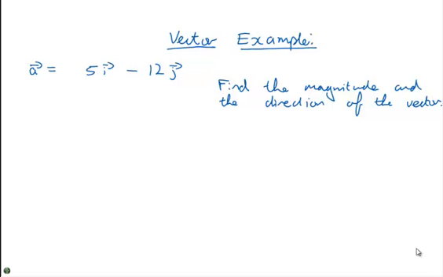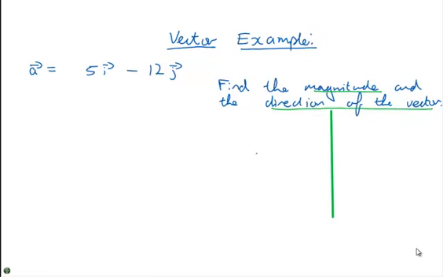Okay, so this is just the vector example. We've got a vector A, which is equal to 5i minus 12j, and we're asked to find the magnitude and the direction of the vector. Now, by magnitude we mean the length of it.